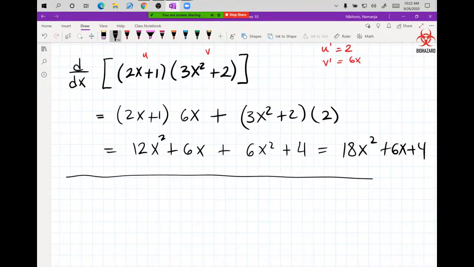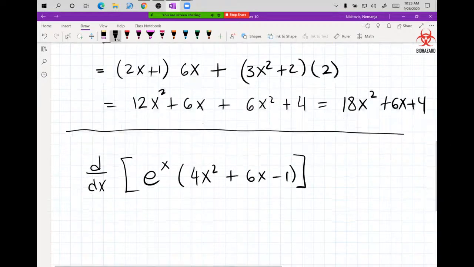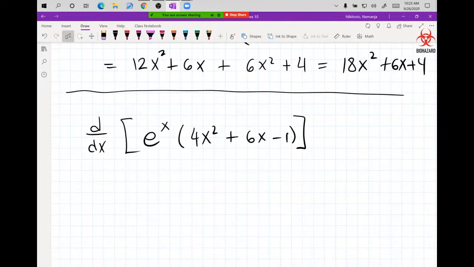It is all nice and fun and games when you have two polynomials multiplying each other, which you can FOIL and simplify. But what if you had the derivative of e to the x times 4x squared plus 6x minus 1? Like, what now? Can you distribute e to the x now and simplify into a single polynomial to take the basic derivative? And the answer is clearly no, right?